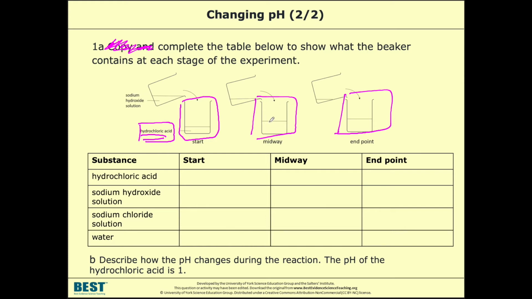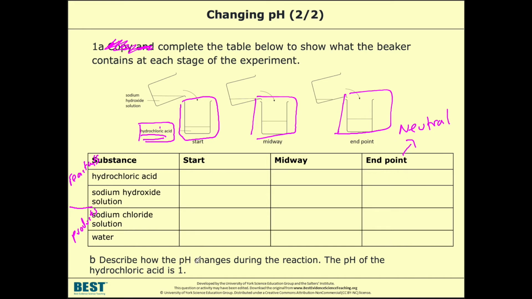We should also make the assumption that these react straight away. So sodium hydroxide and hydrochloric acid, they react to form sodium chloride and water as indicated in this substance column. So these are our reactants at the top, and these are our products. And then at the end point, so remember this is the point at which we reach neutral. What is going to be present during that end point?